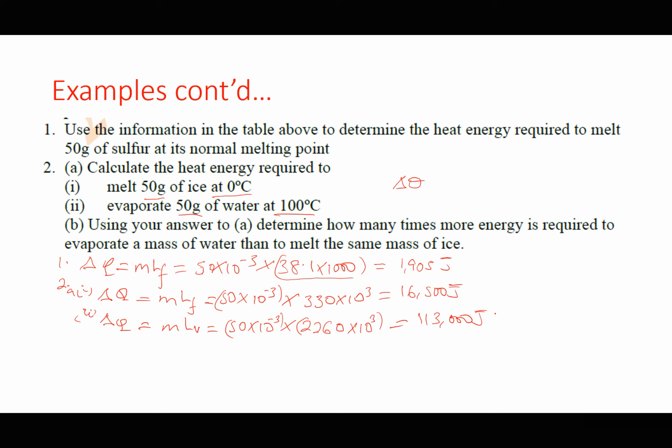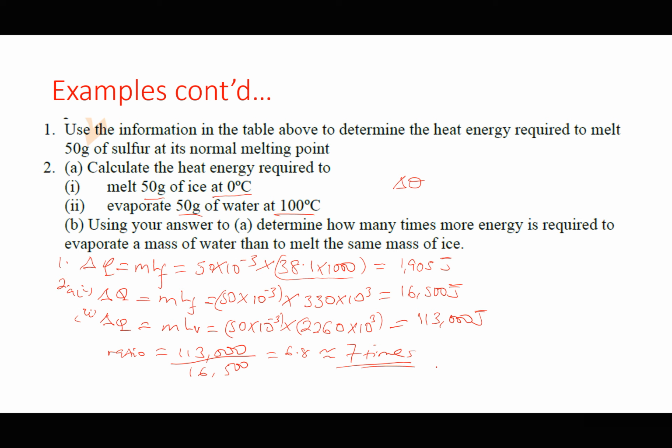Part B, using your answers to A, determine how many times more energy is required to evaporate a mass of water than to melt the mass of ice. So how many times? We just divide. So the ratio is going to be 113,000 divided by 16,500. So we simply divide, to find how many times. So this is 6.8, which is approximately 7 times.